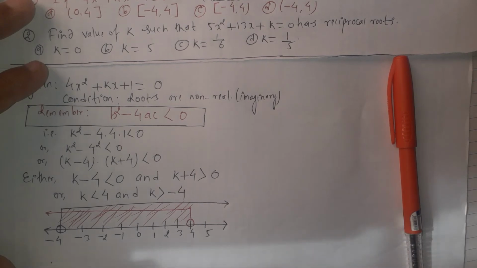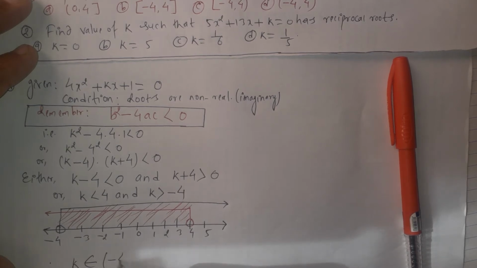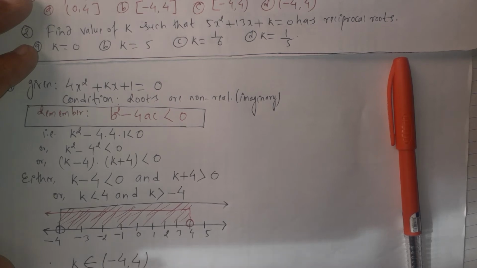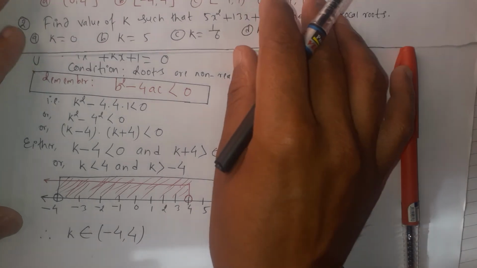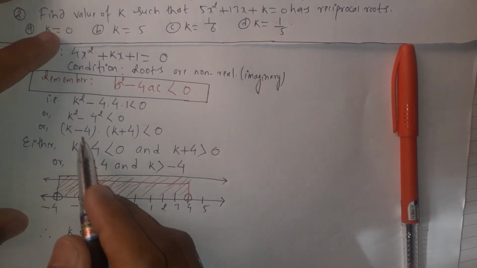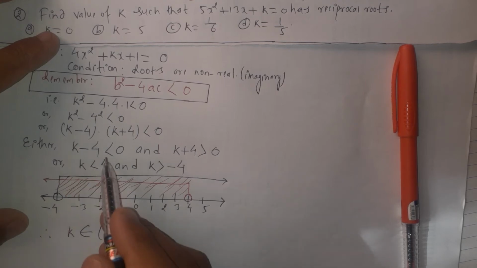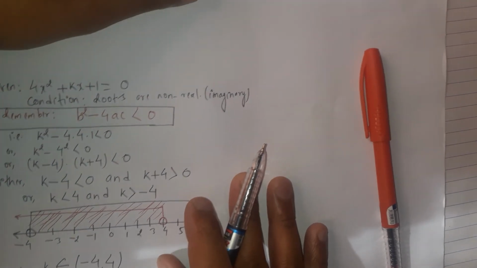Therefore, this common part is between minus 4 and 4. Therefore, k belongs to the set minus 4, comma 4. This is one condition, if the first one is negative and the second one is positive. But this is not the only possible case.